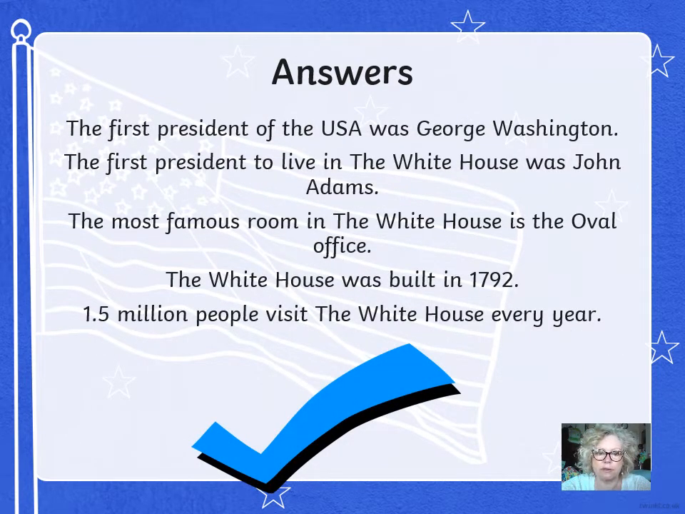Let's have a look at the answers. So the first president of the USA was George Washington. If you got that correct, give yourself a big tick. And the first president to live in the White House was John Adams. Give yourself a tick if you've got that correct. The most famous room in the White House is the Oval Office. Again, another tick if correct. The White House was built in 1792. Give yourself a tick. And 1.5 million people visit the White House every year. Give yourself a tick if that's correct. So well done, everybody. Just a quick recap.